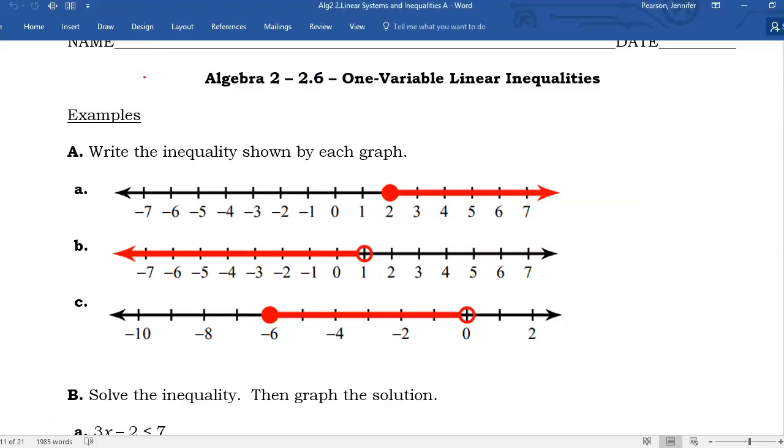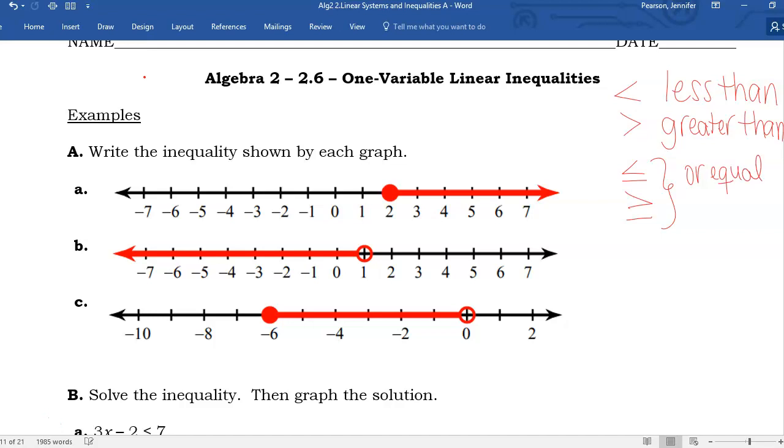I remember learning them as like the alligator, right? This is the less than symbol. This is the greater than symbol. And when you add the little line underneath, that becomes less than or equal to and greater than or equal to. So I'm going to add the or equal to. Okay? When I'm writing an inequality, for example A, I need to pick the right symbol, and then we're going to write a letter, an inequality symbol, and a number.